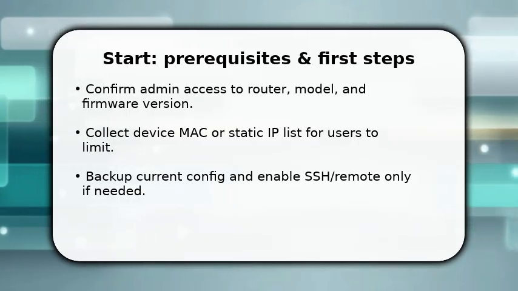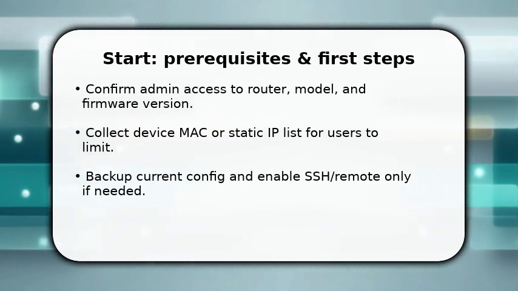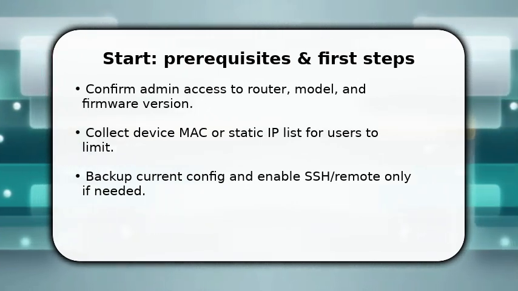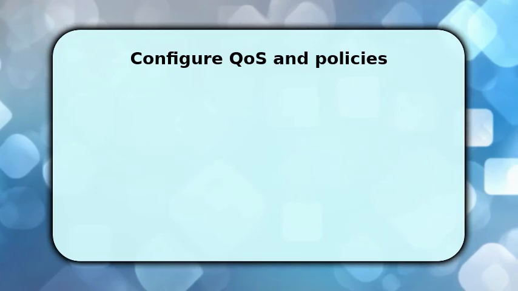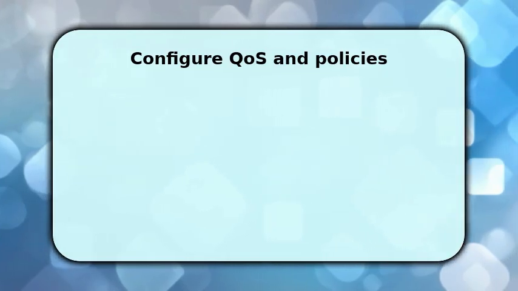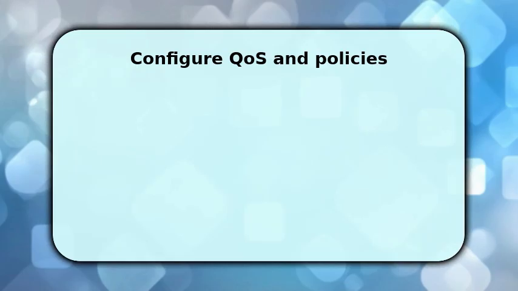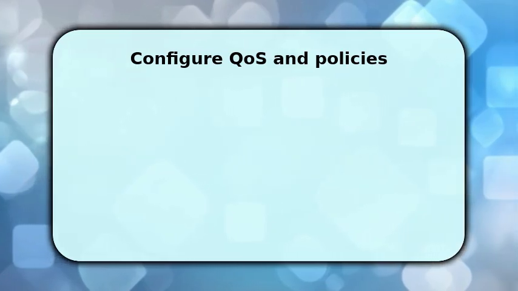Then log into the router's control panel to locate quality of service or bandwidth control options. You now create the actual limits by selecting per IP or per MAC shaping or class-based QoS if available. Pick what maps best to your device list.